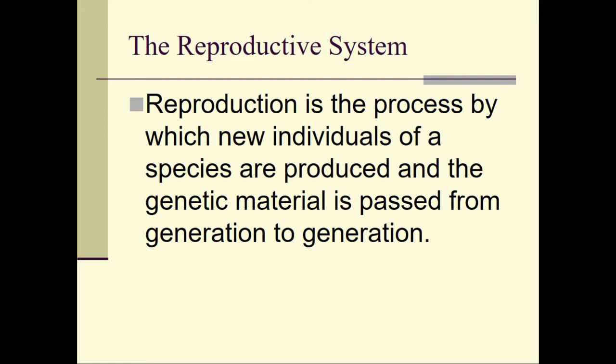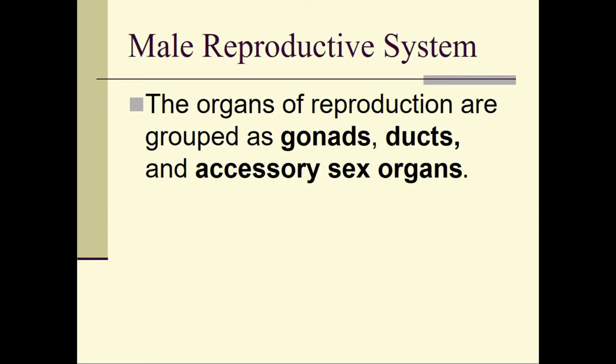By definition, reproduction is the process by which new individuals of a species are produced and the genetic material is passed from generation to generation. Or, as I typically say, this is the propagation of the species, making more people. We'll start with the male. Organs of reproduction are grouped, and this also works for the female as well, as gonads, ducts, and accessory sex organs. And we will discuss those here in more detail.